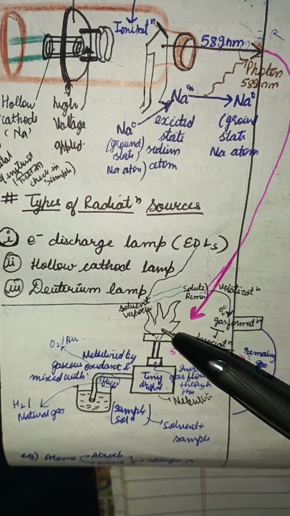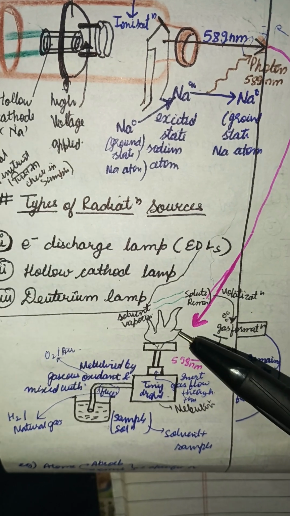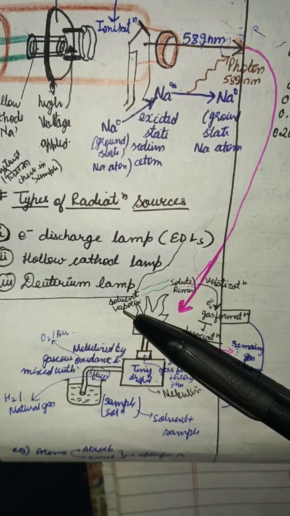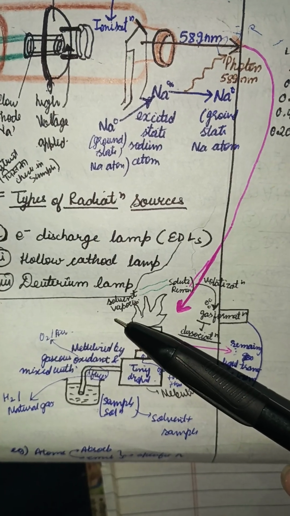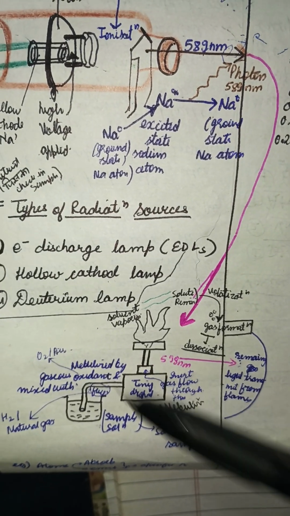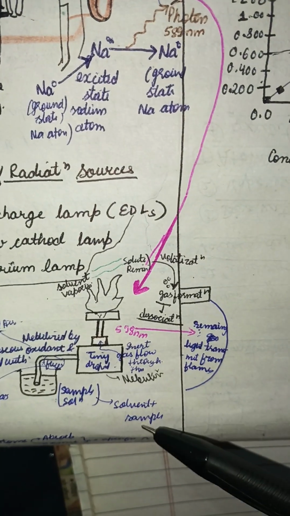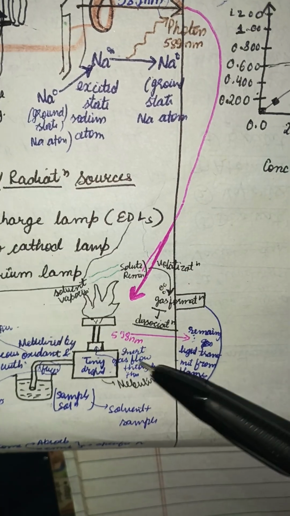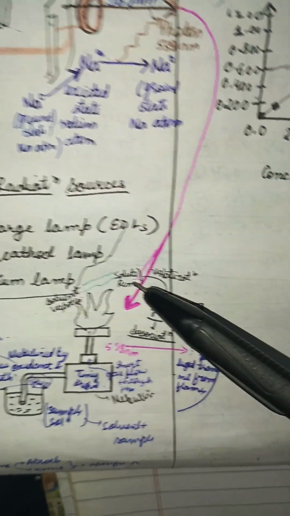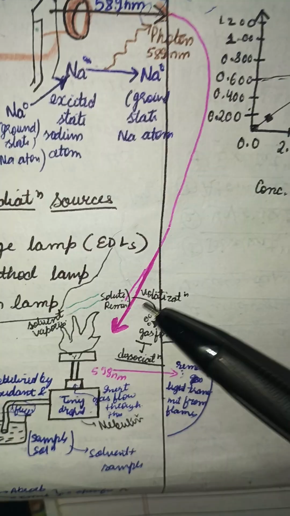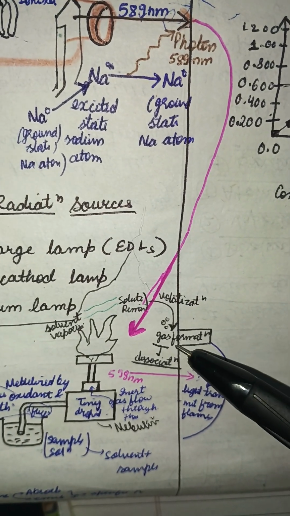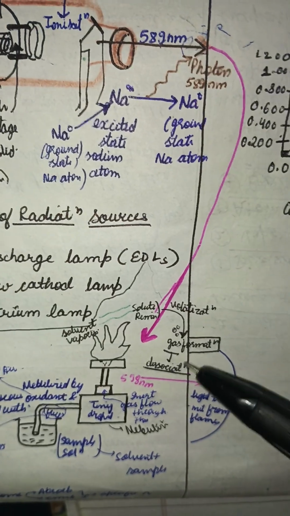Now when it passes through the flame, various processes occur to the solute. First, when the solute and solvent are both present, the solvent will get evaporated and only the solute will be left. This is called desolvation. After that, vaporization occurs: the solute is converted into gas form. After that, atomization or dissociation occurs.